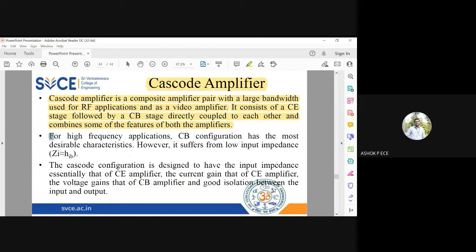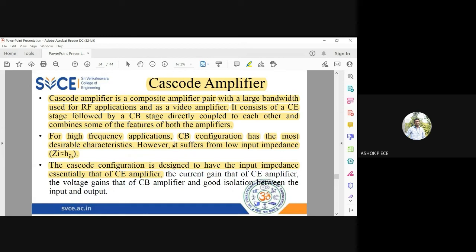For high frequency application, CB has almost all the characteristics, but one drawback of the common base configuration is that the input impedance is very, very low. This is a serious drawback because, with input impedance very low, the current drawn is larger. So to overcome this problem, at the input side, I'll have a common emitter amplifier whose input impedance is very large, followed by common base.